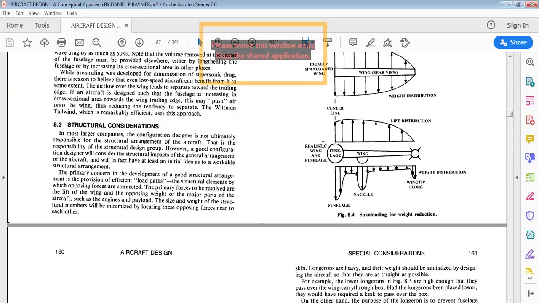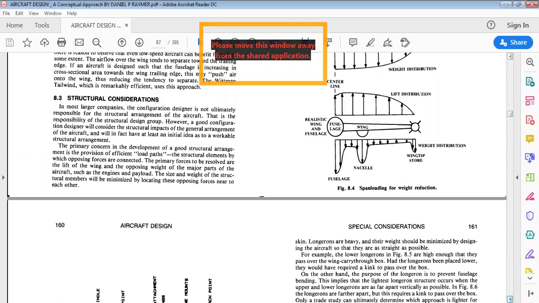A realistic wing and fuselage is ideally span loaded, ideally uniformly and equally. But we can see here how a realistic wing and fuselage will be loaded. In this, we can also see the engine at the wingtip. That is called weight distribution.